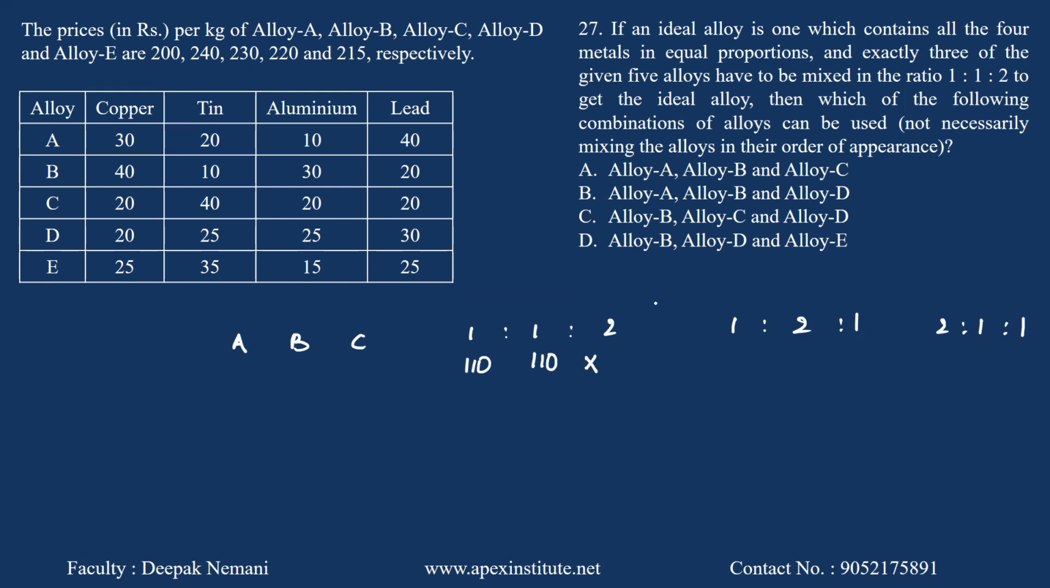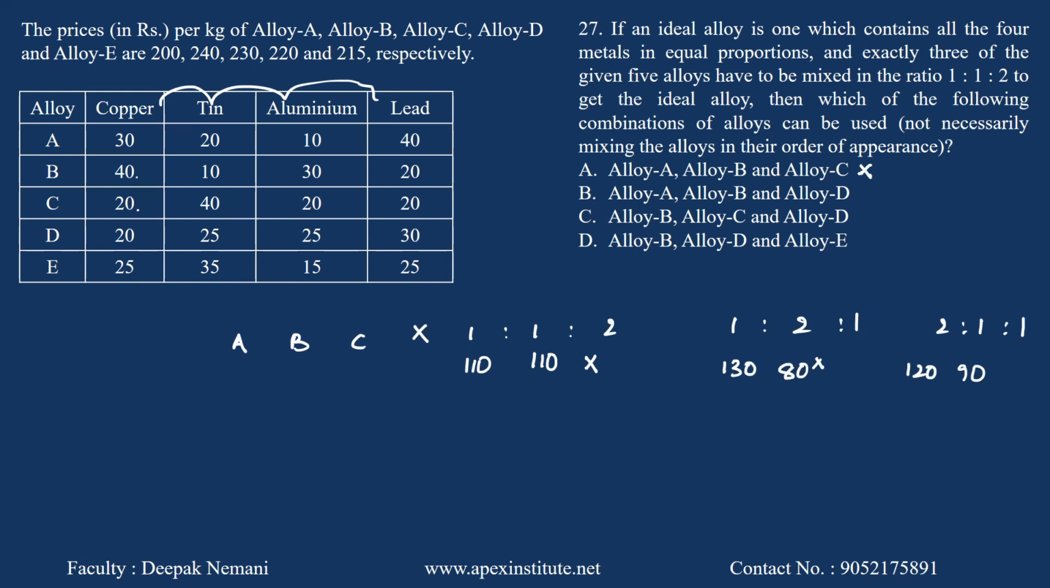Now 30, 30 plus, because all these four should be in equal proportion, right? So 30 plus 80 plus 20, 130. Now 20 plus 20 plus 40, which will be equal to 80. So this cannot be. Now 2 is to 1 is to 1. So 60 plus 40 plus 20, 120. Now 40 plus 10, 50, 50 plus 40, 90. So this cannot be. So option A cannot be the answer.